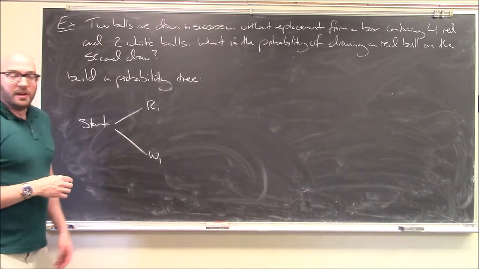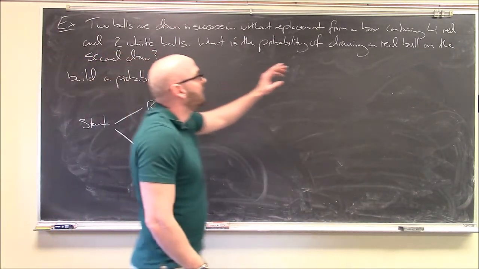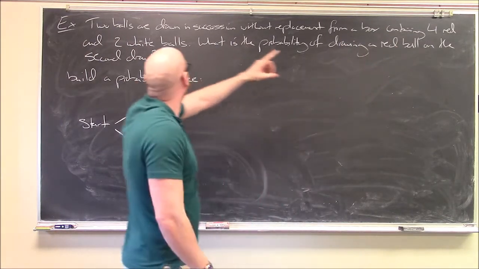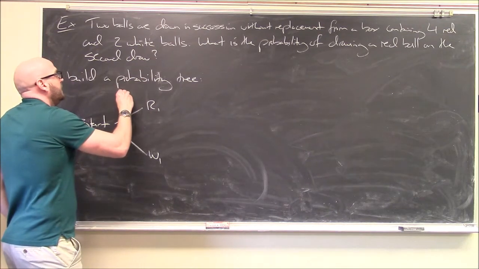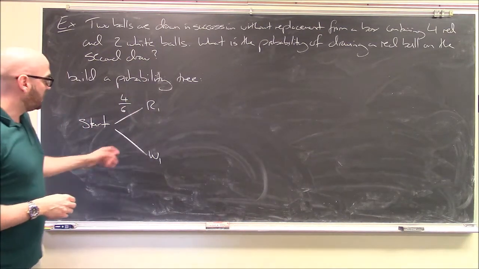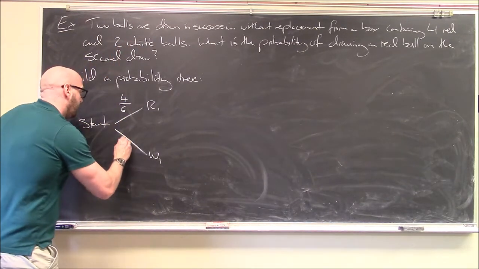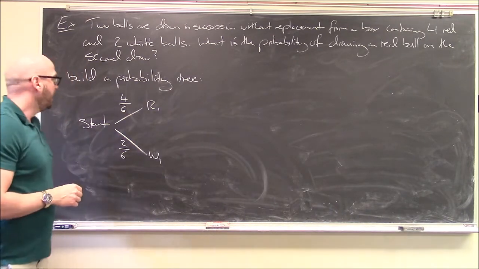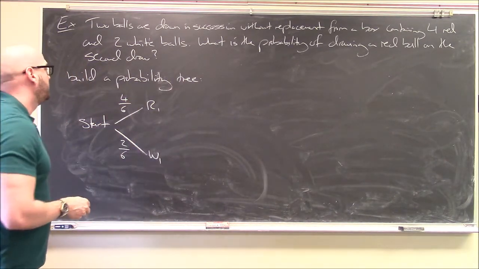What's the probability of each of these happening? What's the probability of drawing a red ball? Well, there's 4 red balls, 2 white balls, so 6 total. So the probability of drawing a red is 4 out of 6. Meanwhile, the probability of drawing a white ball is 2 white balls out of 6 total, so 2/6. I could simplify this and write it as 2/3 and 1/3, but I'll leave it like that for now.